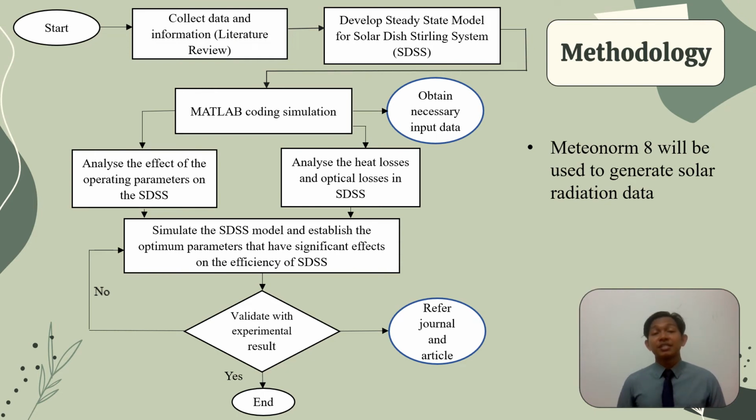And then, through the simulation, we can analyze the effect of operating parameters on the solar distilling system and analyze the heat losses and optical losses in solar distilling system. From the simulation, we will establish the optimum parameters that have significant effects on the efficiency of solar distilling system. And lastly, the model will be validated by comparing with experimental result, which is referred from journal and article.